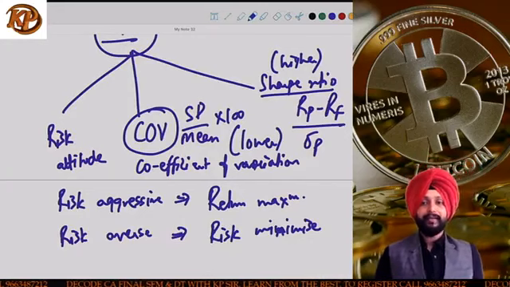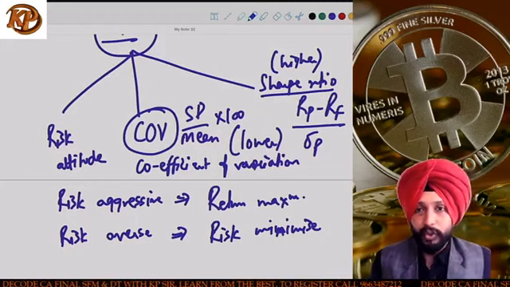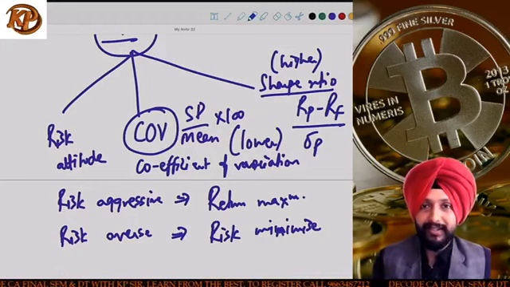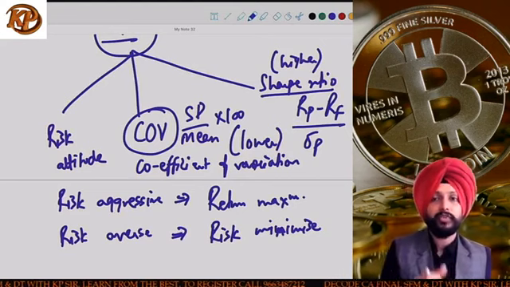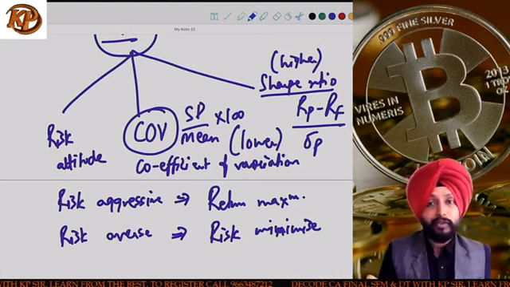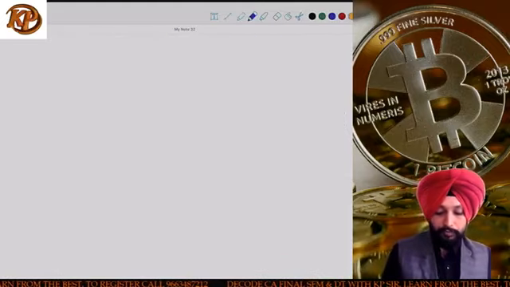What is the third category? Third category is Sharpe ratio. What is Sharpe ratio? It is additional return per unit of risk, which is RP minus RF divided by sigma p, and this is higher the better. And in language terms, we say additional return per unit of risk. I hope this part is clear, guys. So we're done with the first part of our discussion.